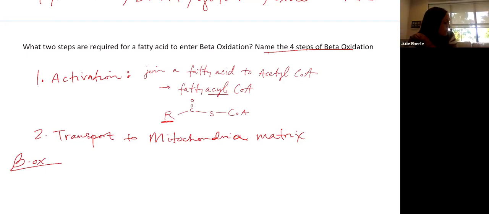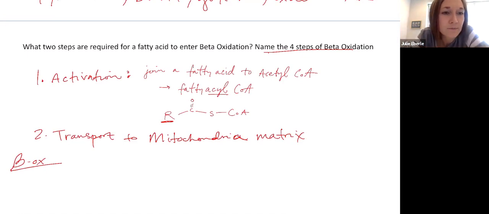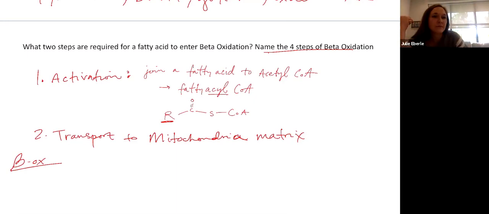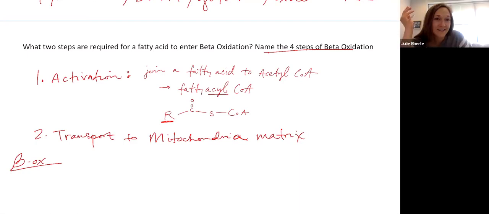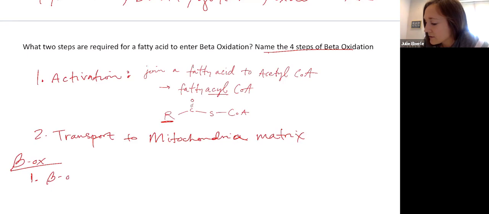I think I'm good. Okay. Who can tell me the 4 steps? The first one, this one should be the easiest. The first beta oxidation step. So step number 1 is actually an oxidation.